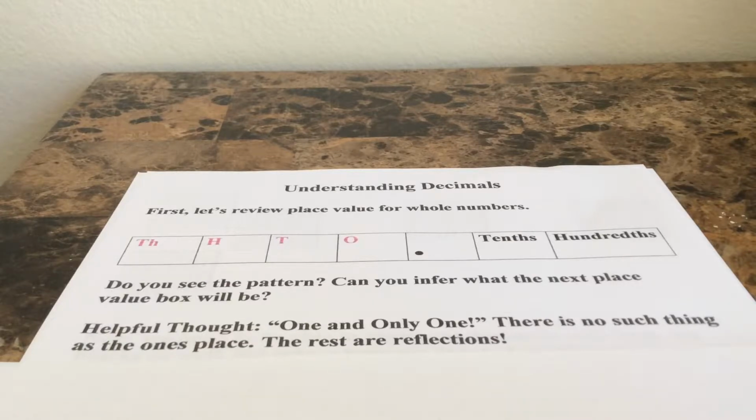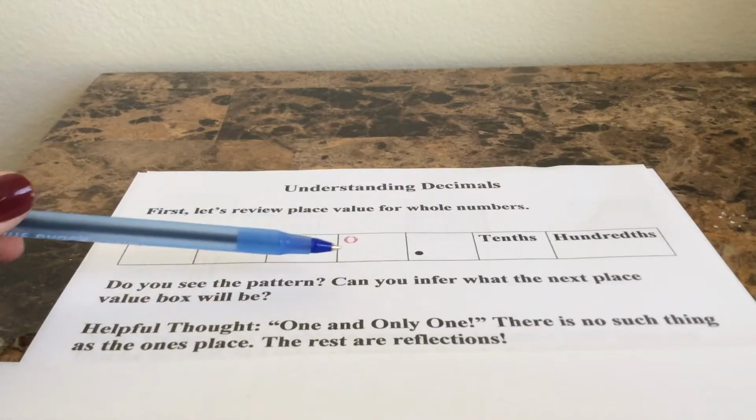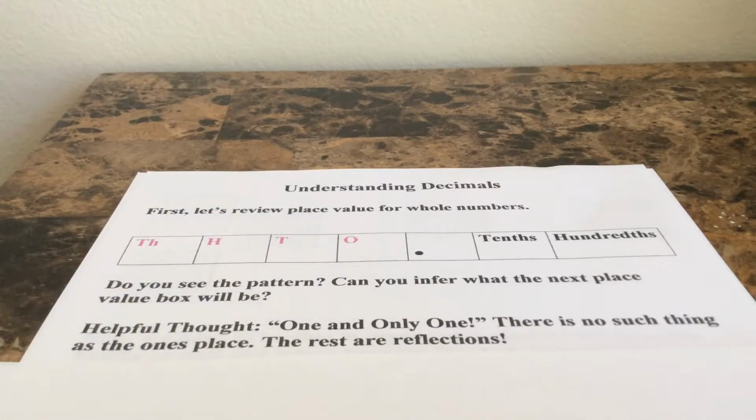One helpful thought that I've talked about in class is that there's one and only one ones place. Okay, the ones place does not show up again. There is no such thing as the oneths place. Okay, there just isn't any such thing in decimals. There's only one and only one, a decimal point, and then we start reflecting back and forth.